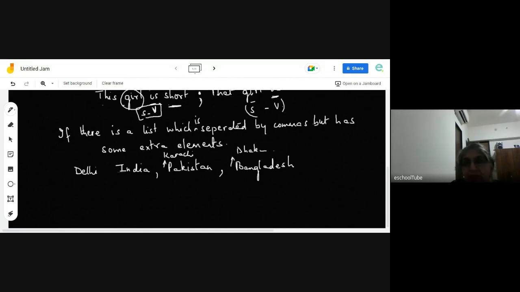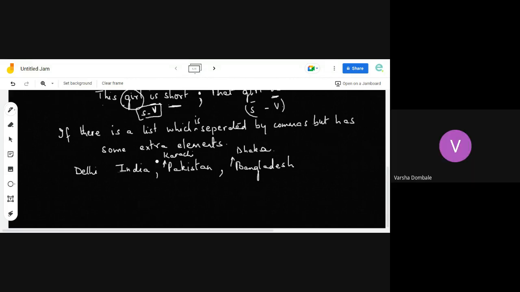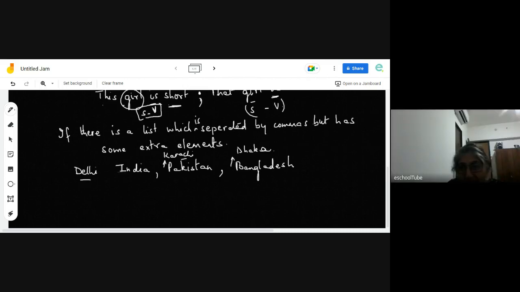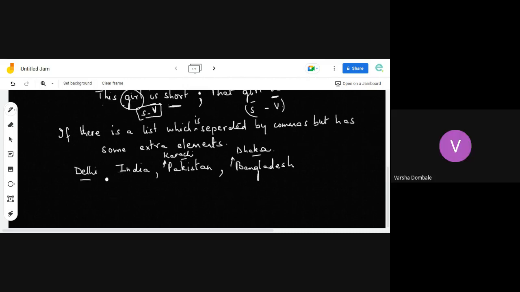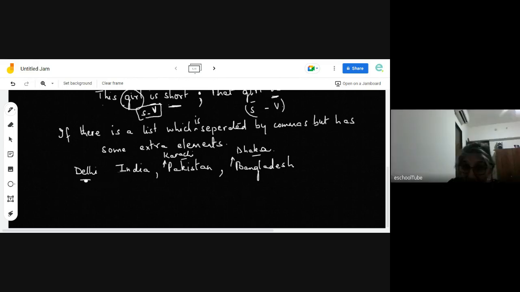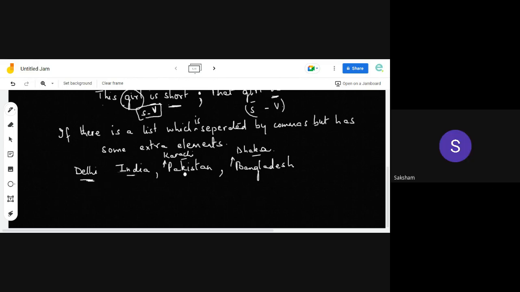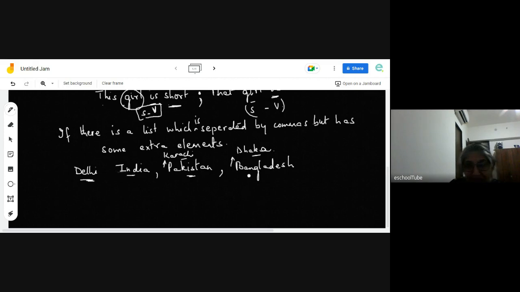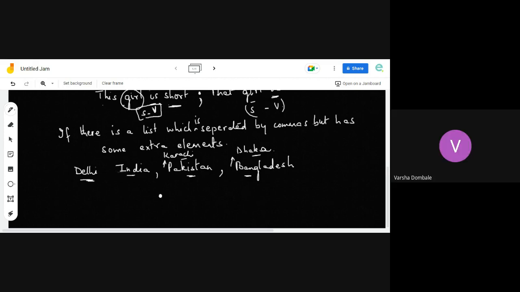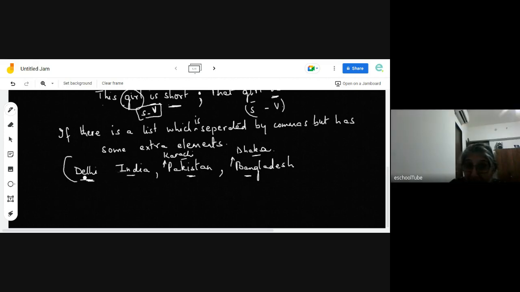What are these? Delhi, Karachi, Dhaka. These are the cities. Delhi is in India, Karachi is in Pakistan, Dhaka is in Bangladesh. Right? So if we have to write a sentence in which we include all these, we cannot keep writing Delhi, comma, India, comma. So what we'll say is Delhi, comma, India, which will show that Delhi is in India.